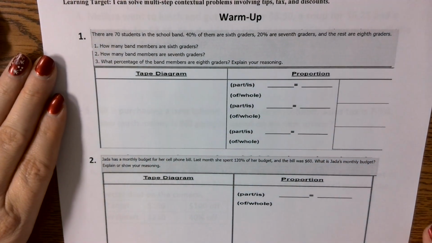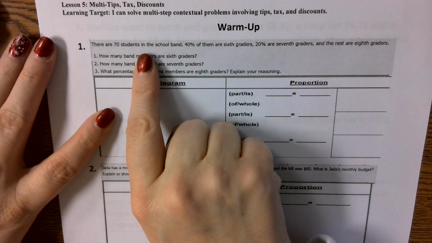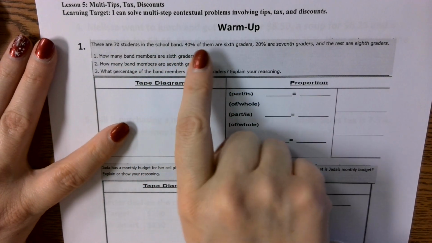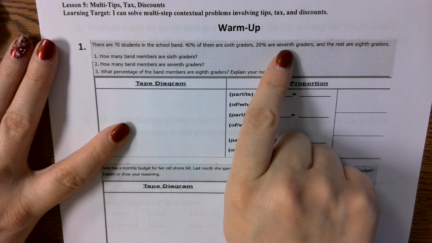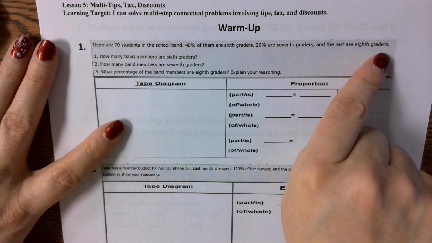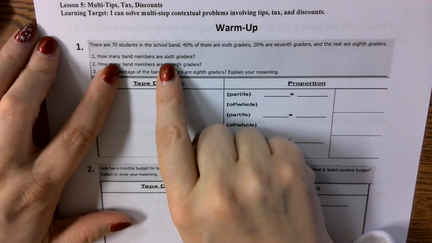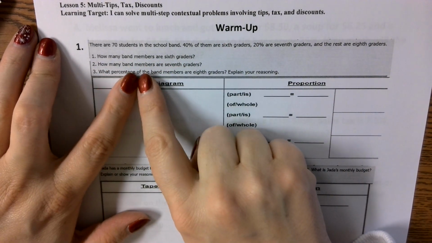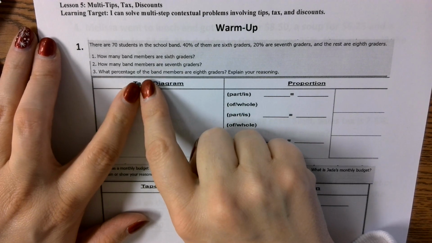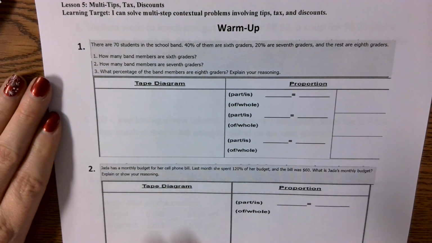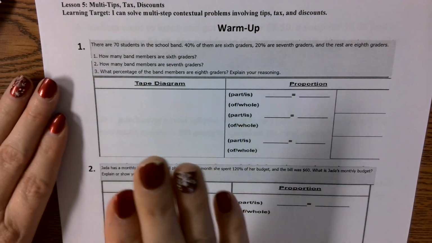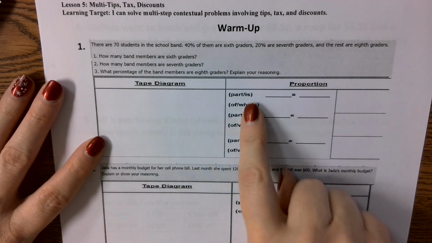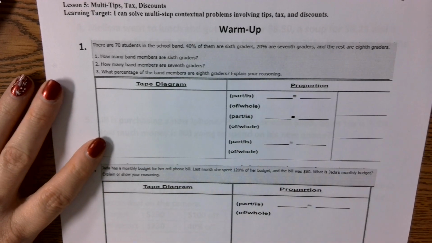So for problem number 1, there are 70 students in the school band. 40% of those students are 6th grade, 20% of them are 7th grade, and the rest are in 8th grade. We want to know how many band members are 6th grade, how many band members are 7th, and then what percentage is going to be the 8th. So there are tape diagrams that we can utilize, or proportions that we can utilize for some of these.